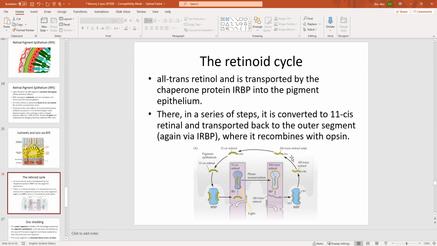It will then convert these all-trans to 11-cis again, then using the same chaperone, bring this 11-cis retinal back to the retina, to the photoreceptor. Then this photoreceptor will have a replenished 11-cis to use. So in addition to our diet, the RPE provides part of this replenishment.